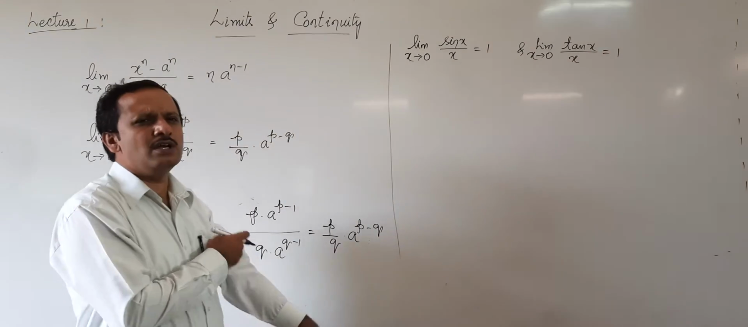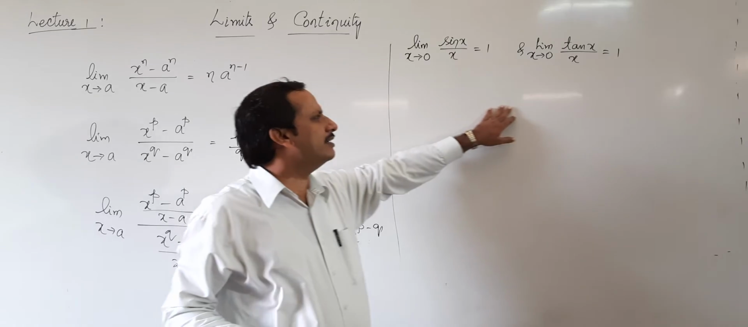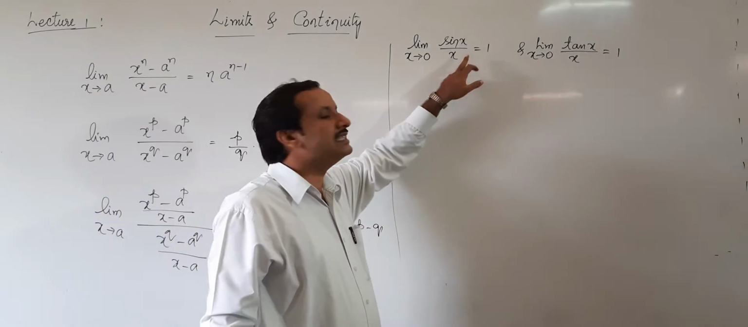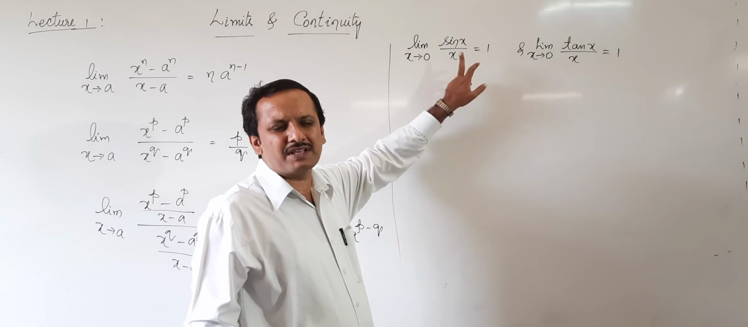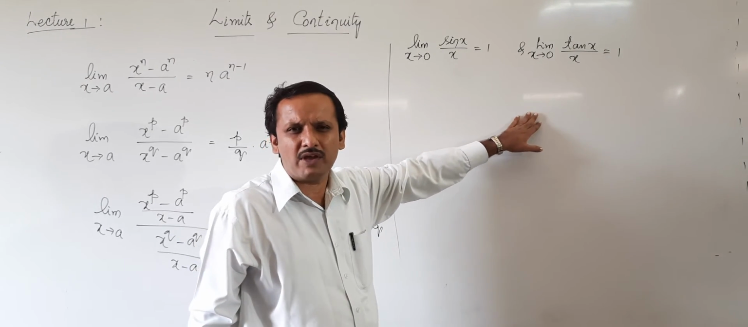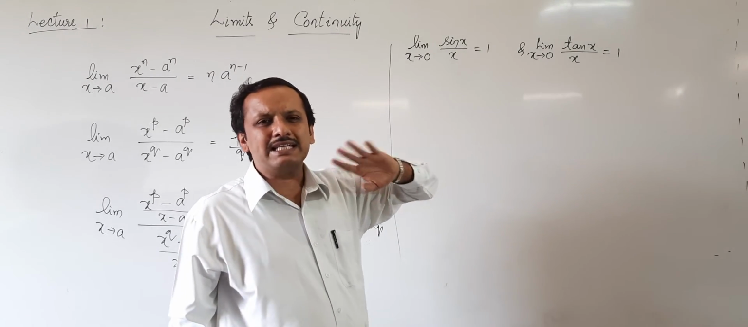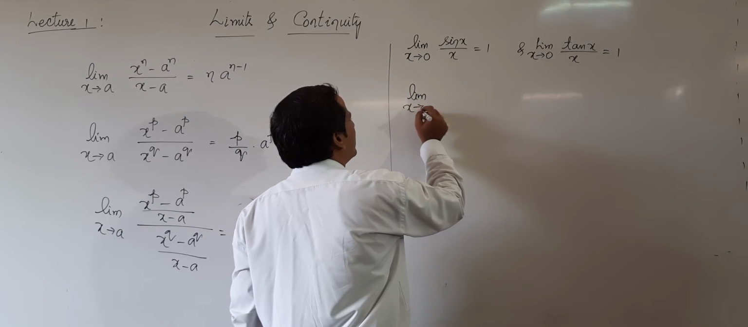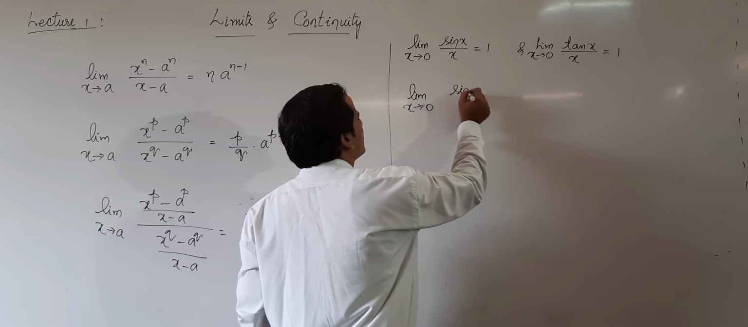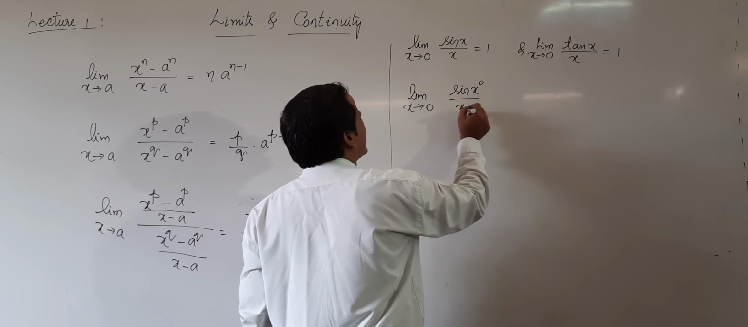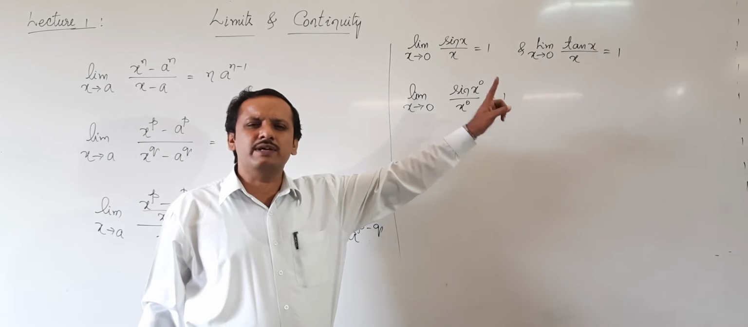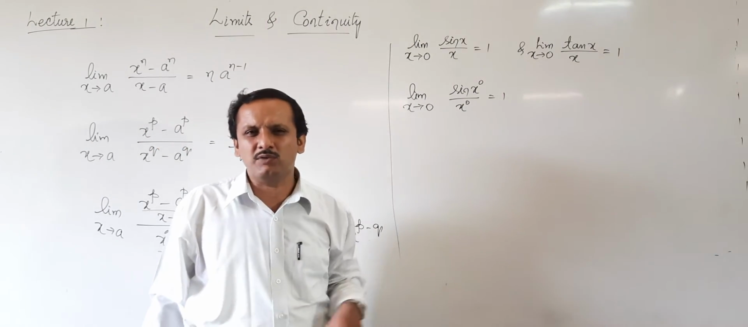Limit x tends to 0, sin x by x is 1, and limit x tends to 0, tan x by x is also equal to 1, provided x is in radians. If x is in radians, this is the formula we have to use. If x is in degrees, then it is also true, provided both are in degrees. Limit x tends to 0, sin x degree by x degree is also equal to 1. Similarly, limit x tends to 0, tan x degree by x degree is also equal to 1.